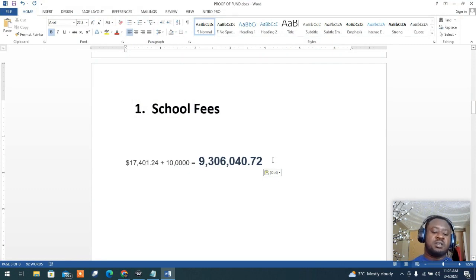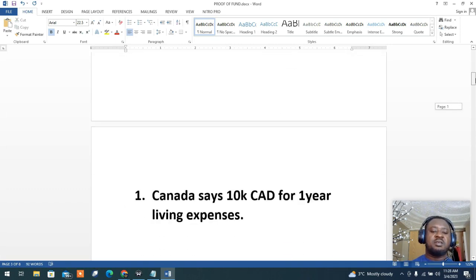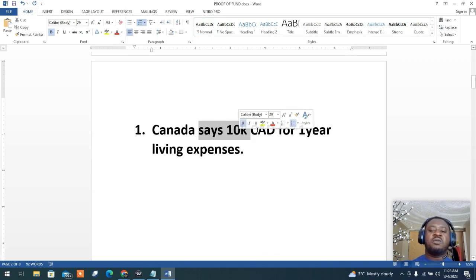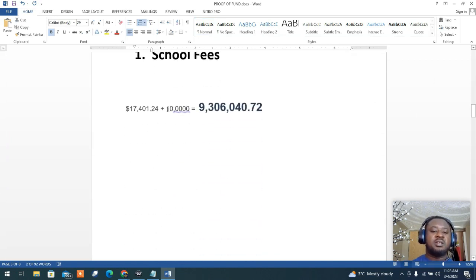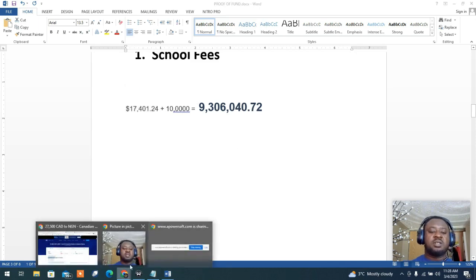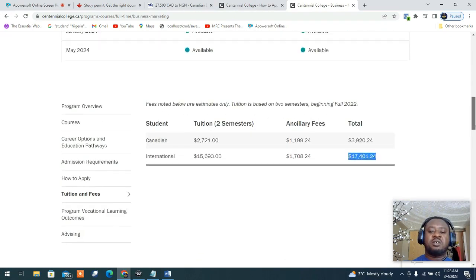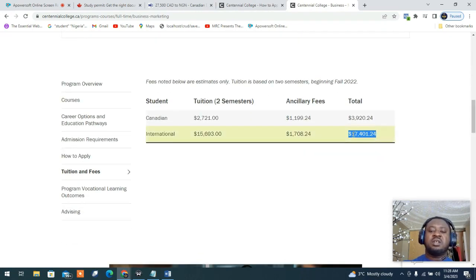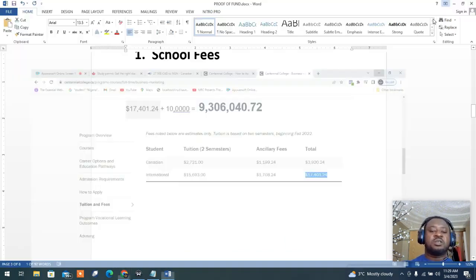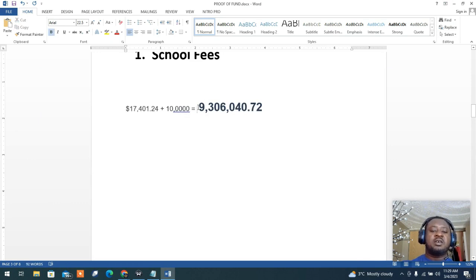So you can see the amount of money that should be in your account according to the analysis I've given: the 10,000 for 1 year, then your tuition. Assuming you're going for this course, you just have to check your course. If you are given admission, your tuition fee is stated there. So just add it. Now we have this amount.